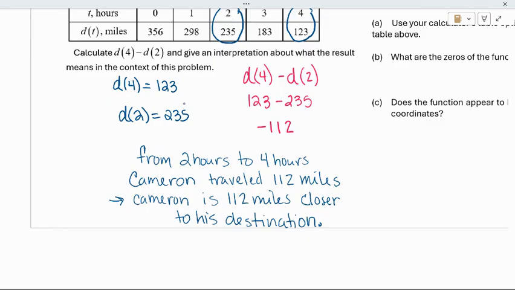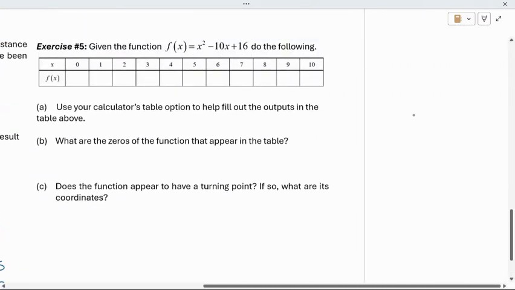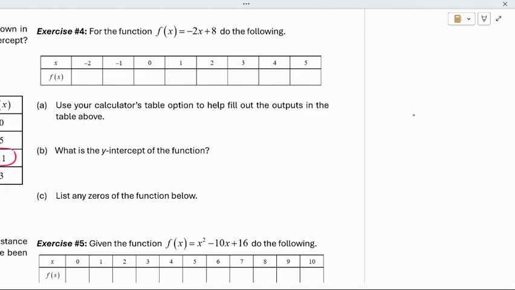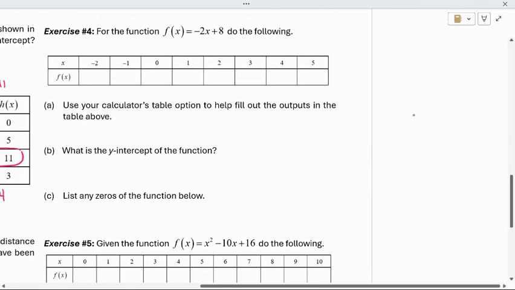All right, let's look at example number 4. For the function f of x equals negative 2x plus 8, do the following. We have to use our calculator's table option to fill out the outputs. So I'm going to write down the calculator buttons, okay?